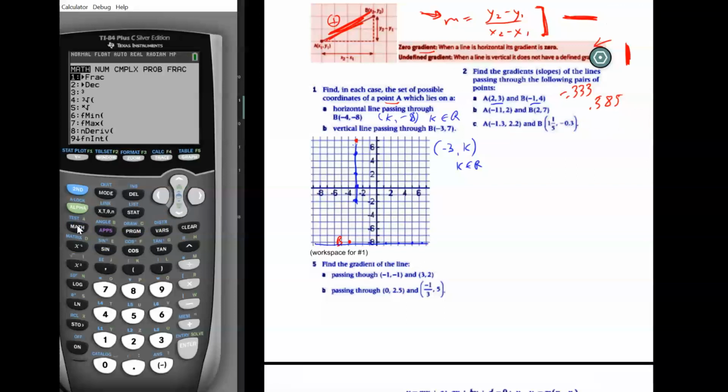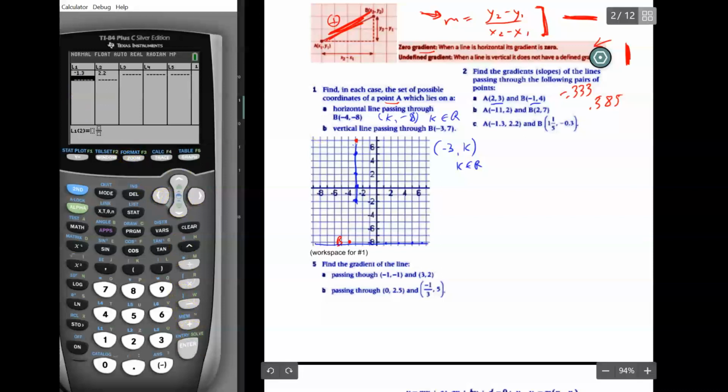Well, that's a good question. I go to Math, Number. I could go to fraction too. Let's go to fraction because there's less to choose from. I'll put in U and D, which is a mixed number.